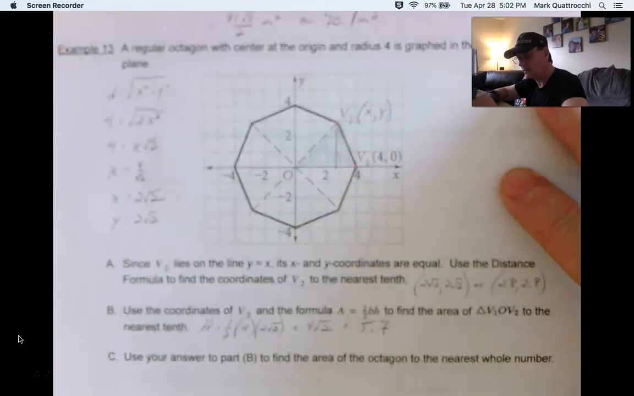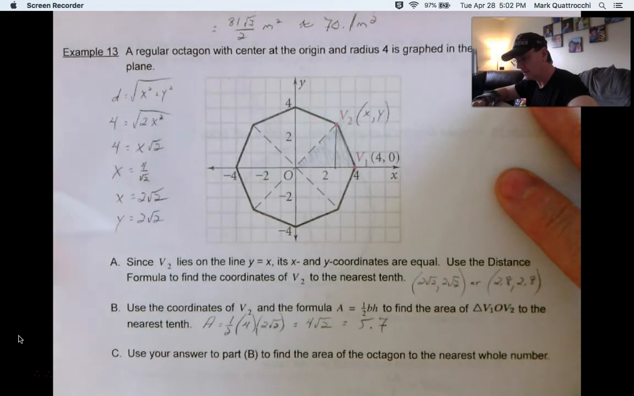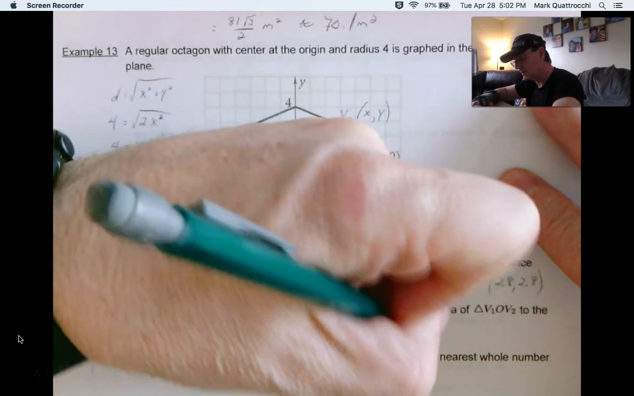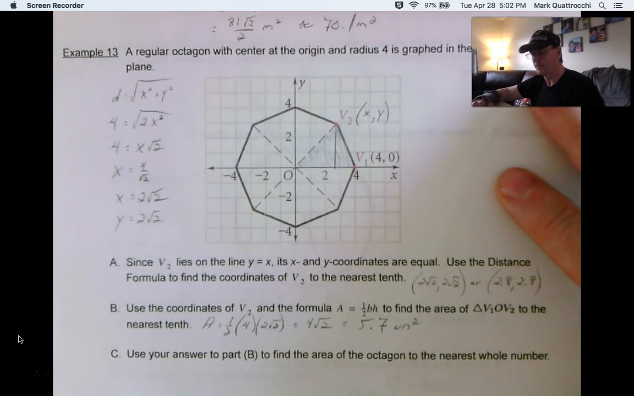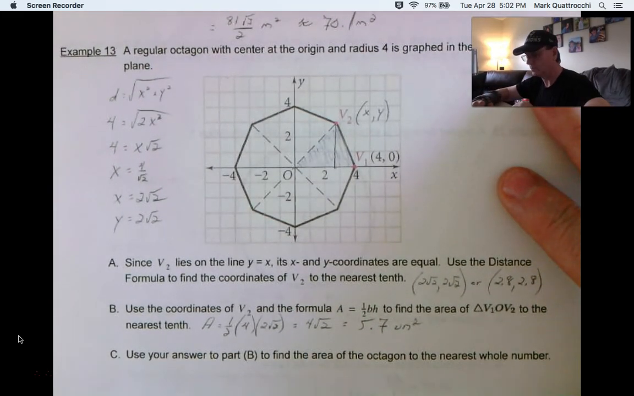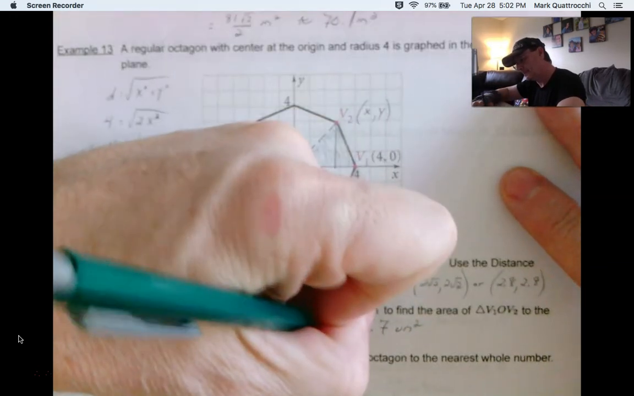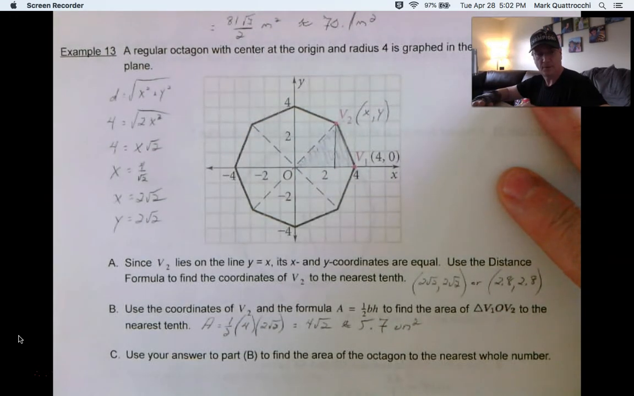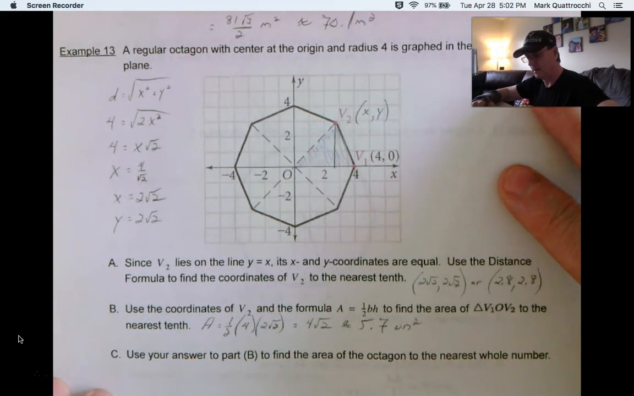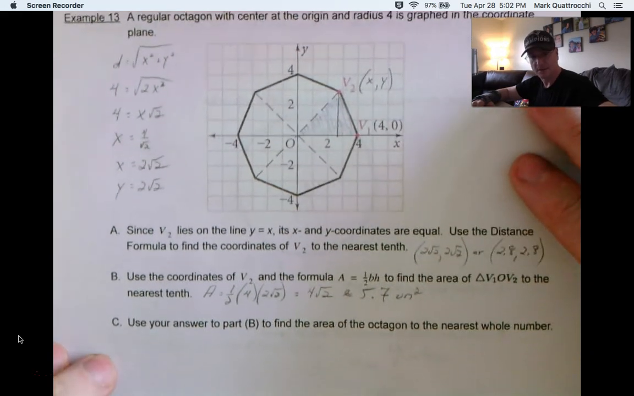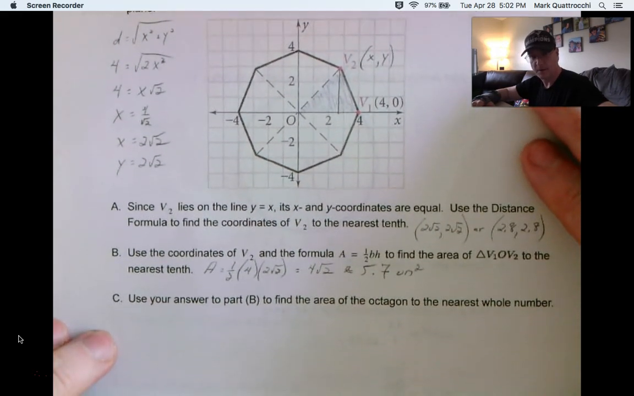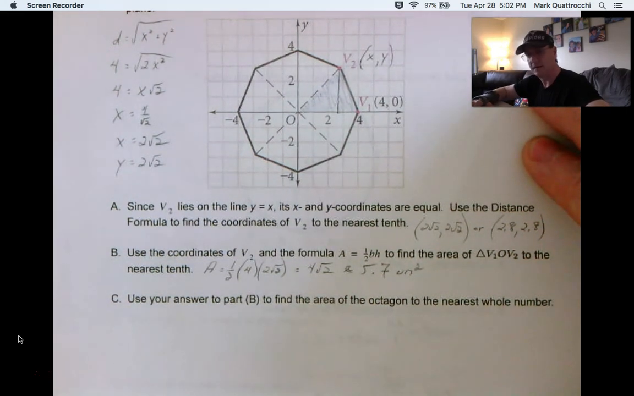$5.7. Do we have units here? No. Units squared. Okay. Approximately 5.7 units squared. We're going to use our answer that we just came up with in part B to find the area of this octagon to the nearest whole number.